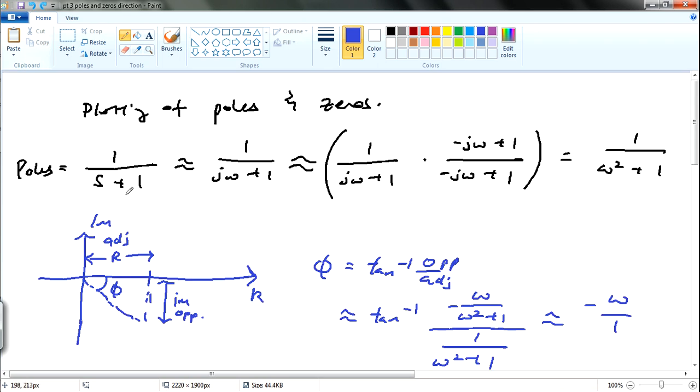So we have a very simple pole, s plus 1. Since we know that s is equal to j omega, therefore it becomes j omega plus 1. Okay, s equals j omega.